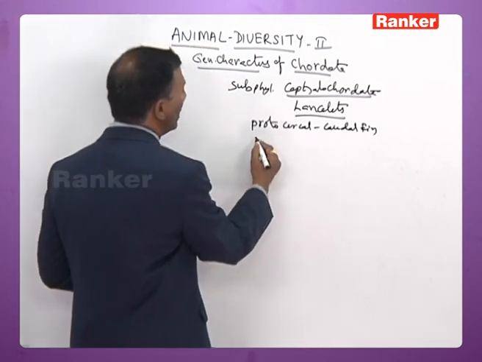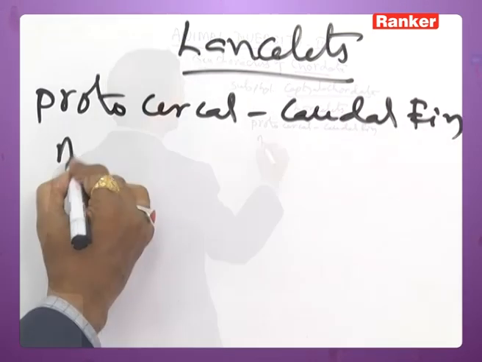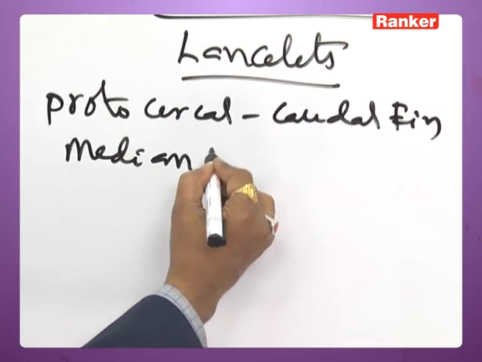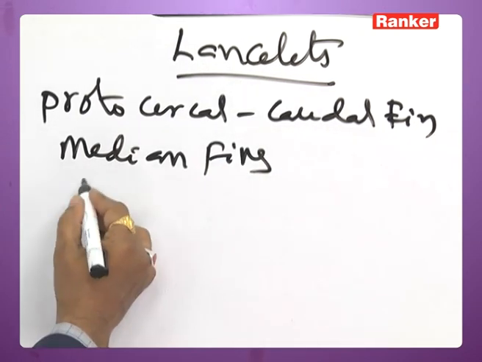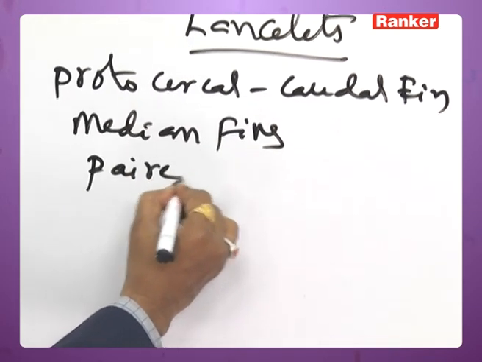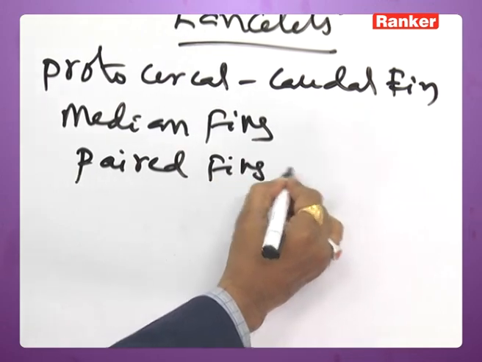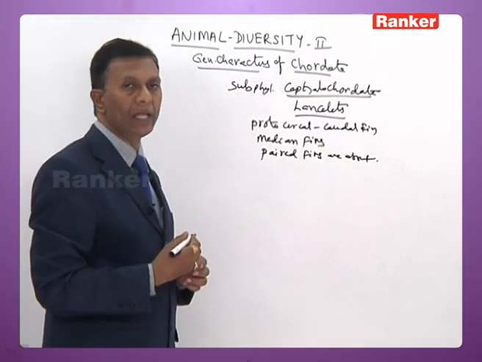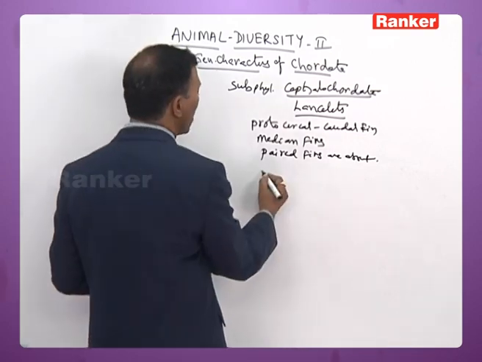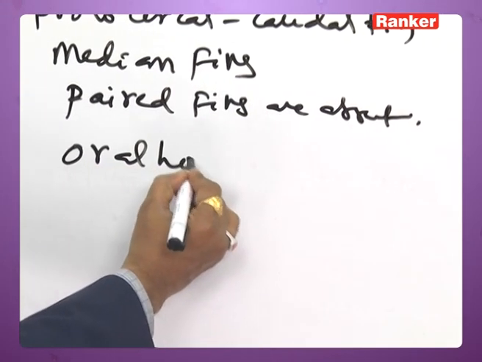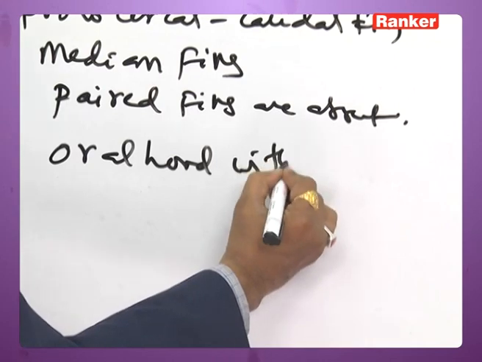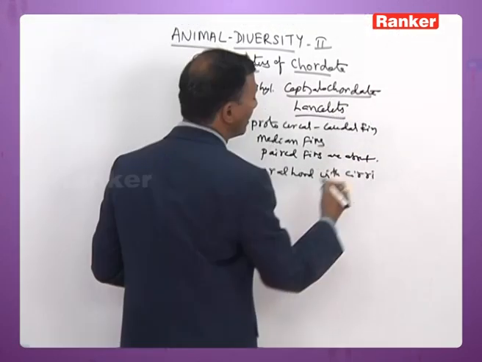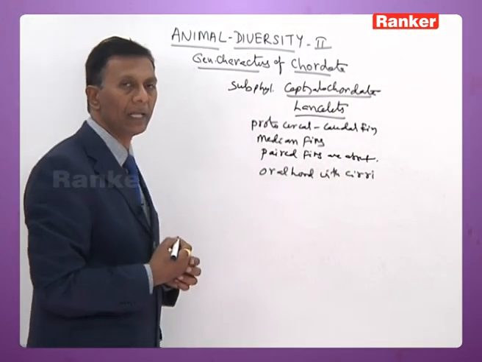In this, only median fins are present. Paired fins are absent. The anterior-most part of the body is called oral hood with cirri.